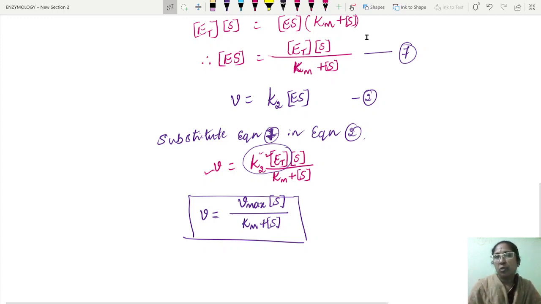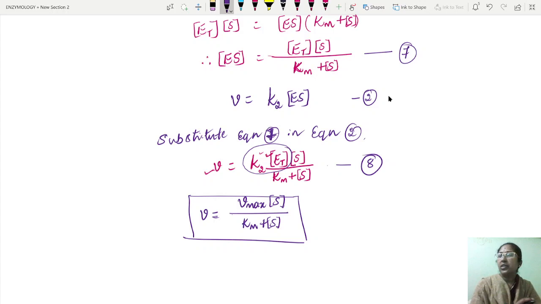Now if we substitute equation 7 in equation 2, we are going to have equation number 8. Just compare equation number 2 and equation number 8. Here, just assume that if all the enzyme molecules are occupied by the substrate, if all the enzymes are saturated by the substrate molecule, then according to this equation, velocity would be the maximum.